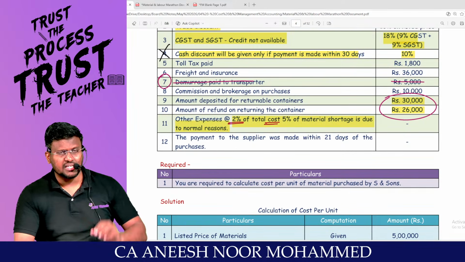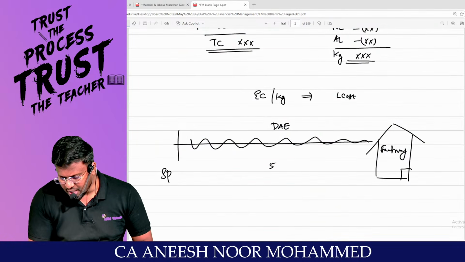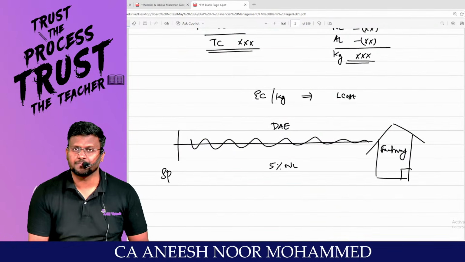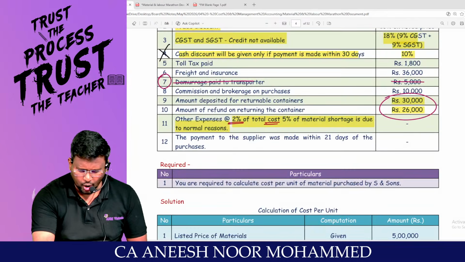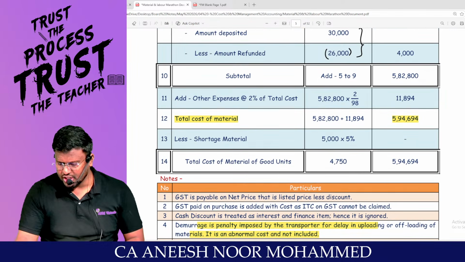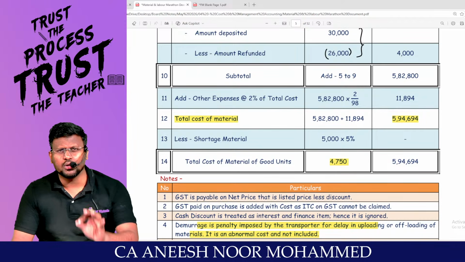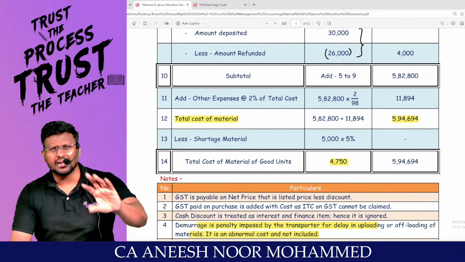Sir, if you are purchasing goods from the supplier's premises, when it reaches our premises, 5% is normal loss. We have to reduce that in the denominator. So that's why, sir, 5,000 into 5% is a shortage. So balance only 4,750 good units are there. Exactly same like our process costing.